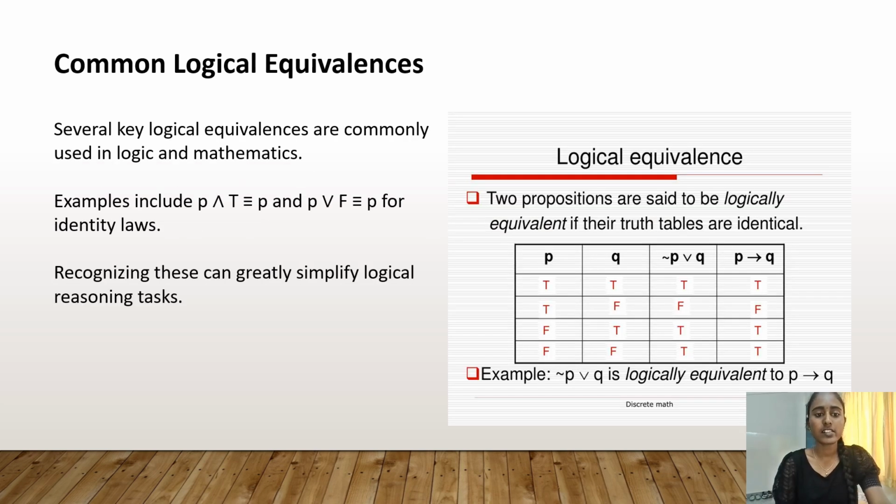Common logical equivalences. Several key logical equivalences are commonly used in logic and mathematics. Examples include P conjunction T equals P and P disjunction F equals P, for identity laws. Recognizing these can greatly simplify logical reasoning tasks.